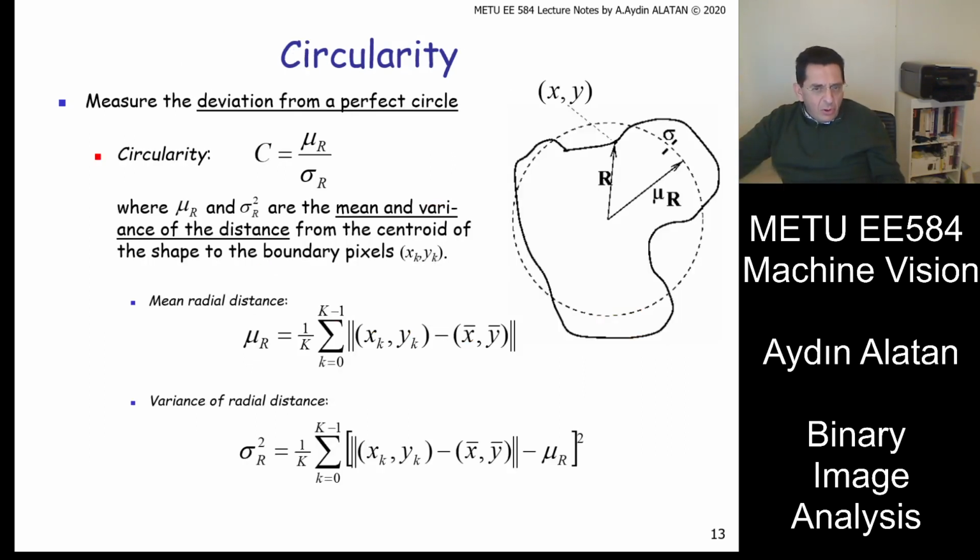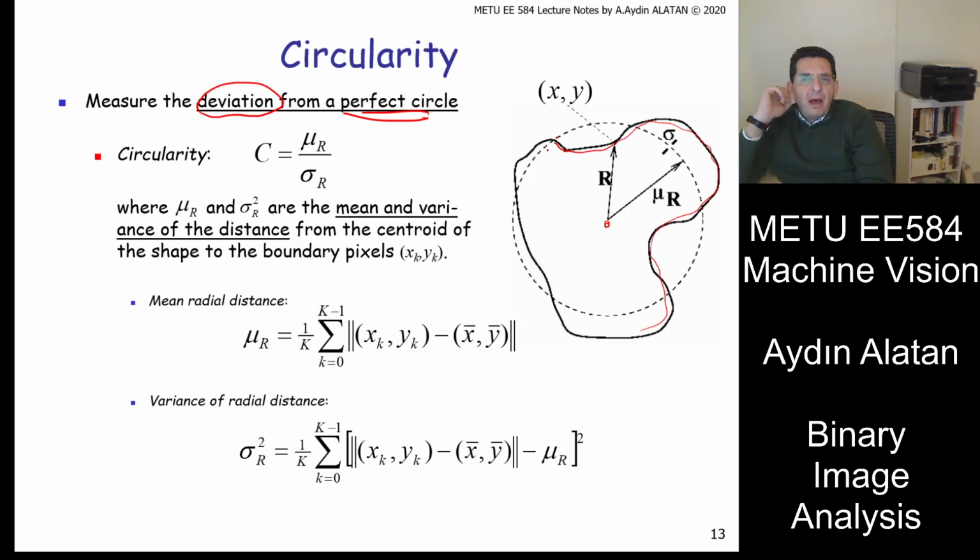That number could also be circularity. That's also an interesting thing. It's a deviation from a perfect circle. This is the perfect circle. This is what your object silhouette is. You find the center of mass. You find the center of mass.